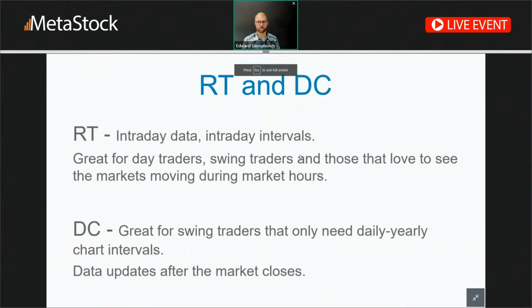First of all, we provide two different versions of the software: MetaStock RT and MetaStock DC. RT gives you the intraday quotes, data, and intervals, the tick, minute, and hourly charts. It's more for those who like to day trade or see the market currently moving. DC is for those who don't have time to look at trades during open market hours. You just need daily charts up to yearly, and you'll basically do end of day trading. You'll get a signal after the market closes and jump into trades the following day. So those are the two versions.